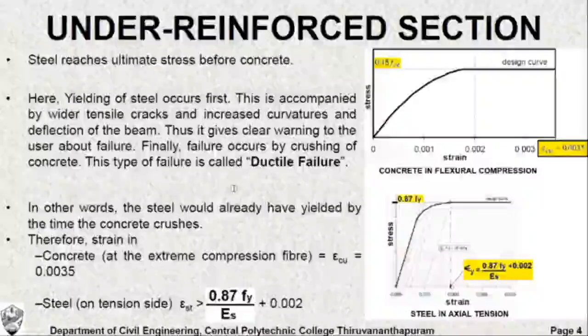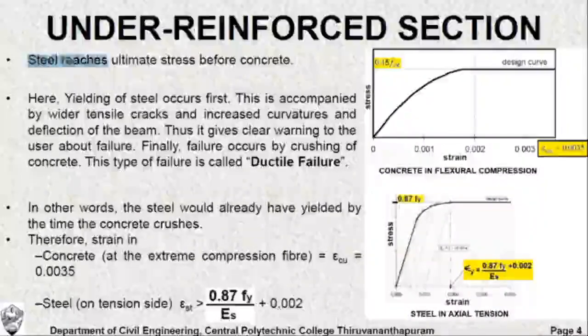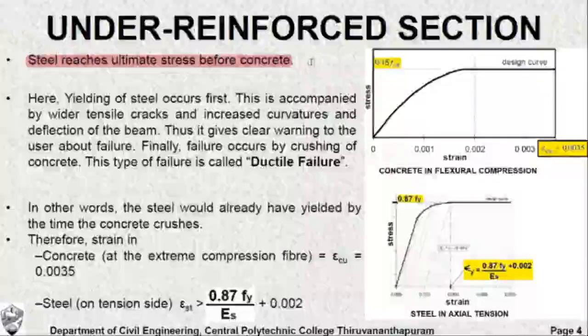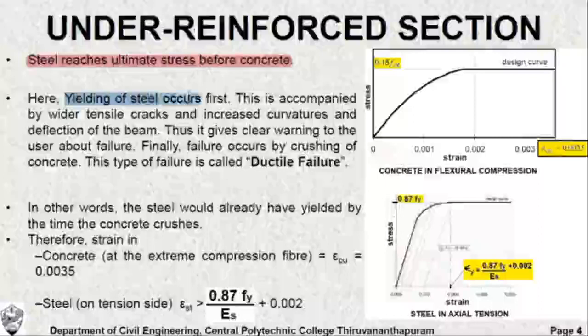Next we discuss under reinforced section. Under reinforced section is a beam cross section in which the steel reaches the ultimate stress well before the concrete reaches its failure. So here yielding of steel occurs first and concrete reaches crushing failure only later.